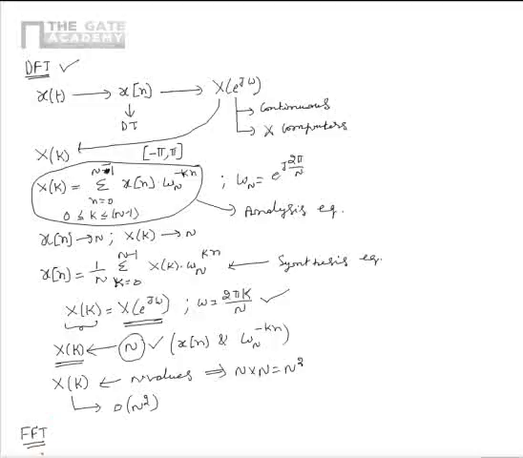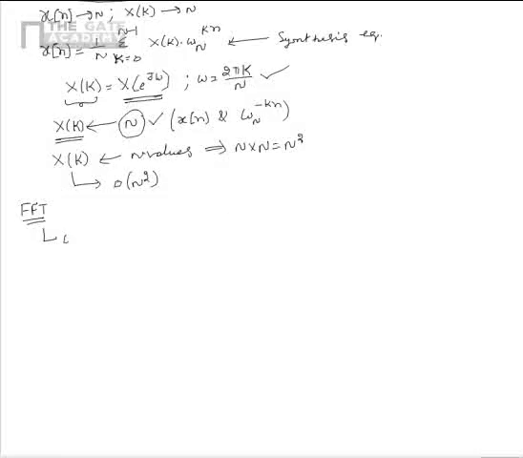Please note that in case of fast Fourier transform, the number of multiplications required is of order N into log N to the base 2. That's why, implementation wise, FFT is preferred over DFT. However, please note that DFT and FFT give the same output.